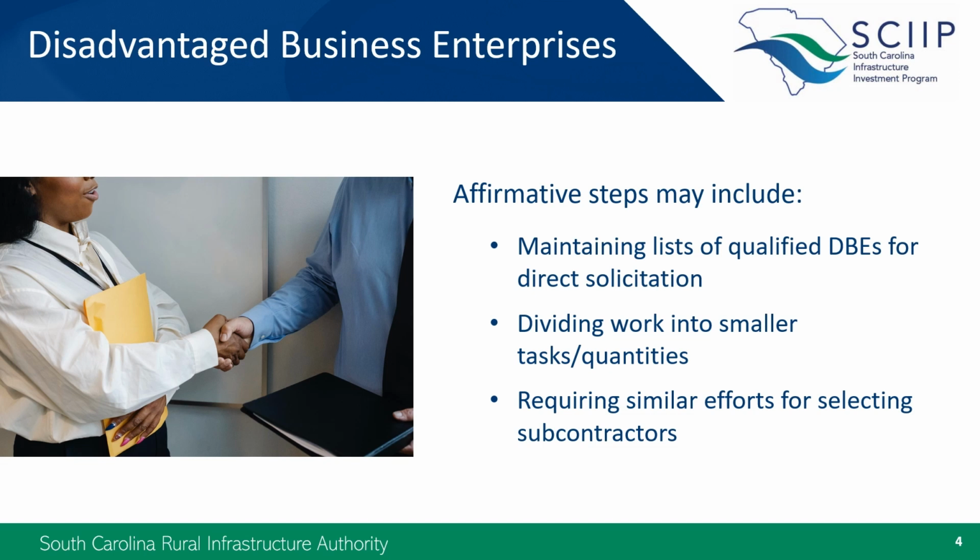These affirmative steps could include keeping updated lists of qualified DBEs that you contact directly with procurement opportunities, dividing work requirements into smaller tasks or quantities when possible, and requiring prime contractors to make their own efforts when seeking subcontractors. Both SCDOT and South Carolina's Division of Small and Minority Business Contracting and Certification maintain large online lists of disadvantaged or minority-owned businesses. You can search these lists for relevant contractors that you may want to include in your direct solicitations.